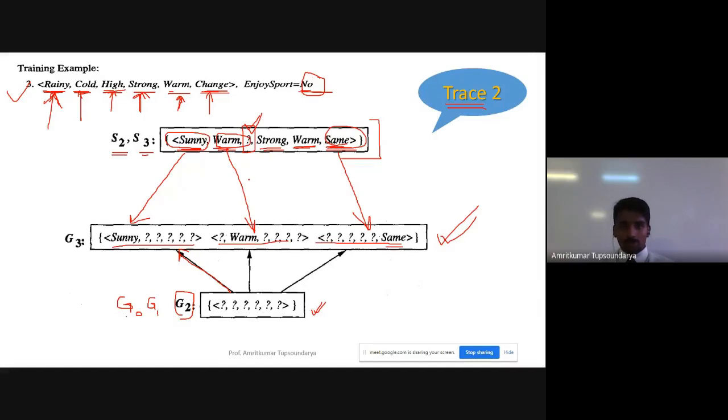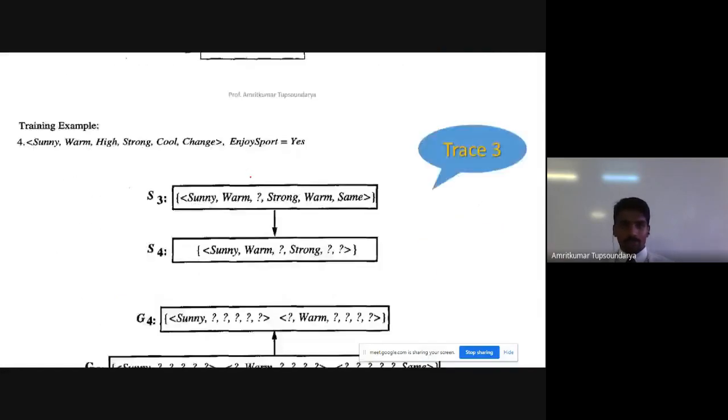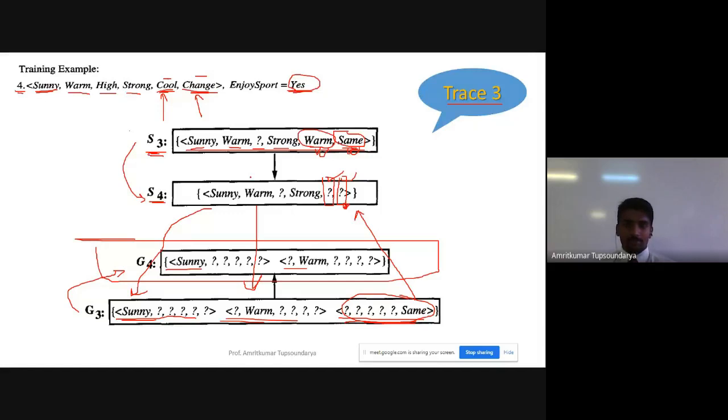Now, the loop is not yet ended here, right? We have the fourth training example, which is a positive example. So in our third trace, for the positive fourth training example, we see that there is no change in sunny, warm, high, and strong, but there is a difference for cool and change, right? That is the fifth attribute value and the sixth attribute value. The difference is here we have cool, but here we have warm, right? And here we have change, and here we have same. So there is a difference, right?